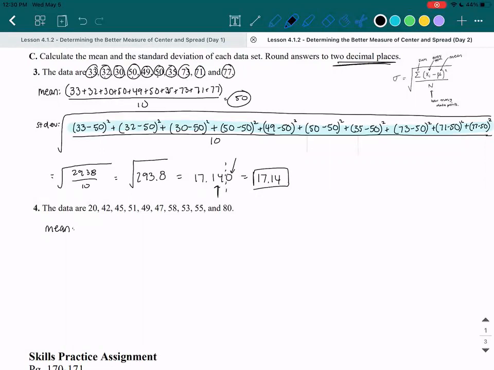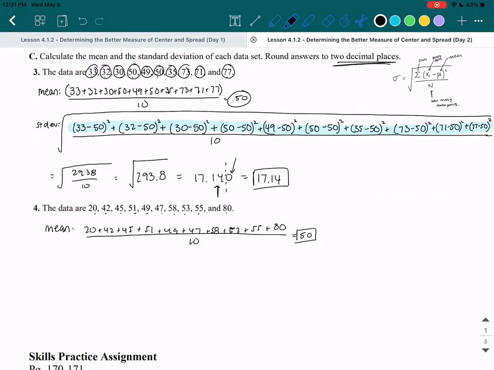So to calculate the mean, you just add everything up and divide by how many numbers there are. So 20 plus 42 plus 45 plus 51 plus 49 plus 47 plus 58 plus 53 plus 55 plus 80, all divided by how many numbers are there? 1, 2, 3, 4, 5, 6, 7, 8, 9, 10. Oh, it's the same amount of numbers. Great. Okay, cool. Let's find out what our mean is. All right, so this one also gives us 50 as our mean again. So once again, same mean, it's okay.